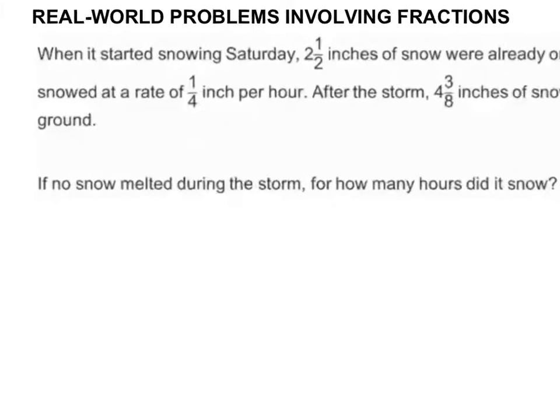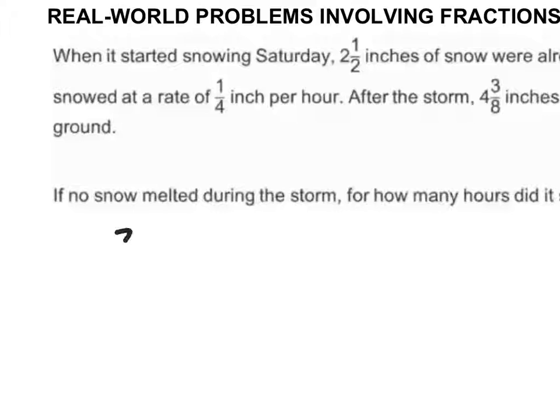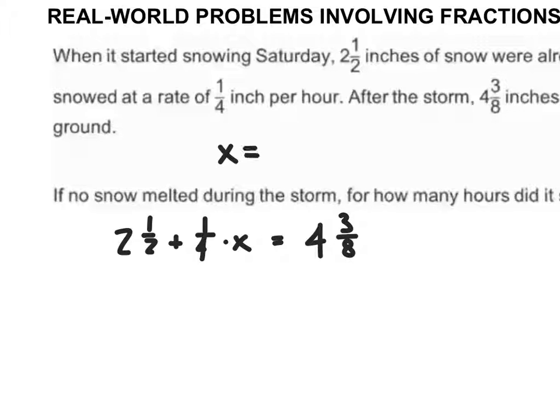So let's do this, okay? I know that I had 2 1/2 inches of snow already on the ground. If it's going to continue snowing at a rate of 1/4 inches per hour, let's write that as 1/4 x, that's going to equal a total of 4 3/8 inches, where x is going to equal the number of hours. That's our unknown, okay? And that's how I figure that out. I use what the question's asking me to find to help define what my variable is, okay?